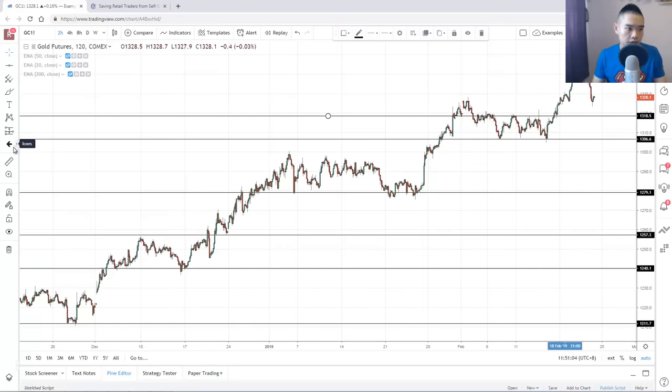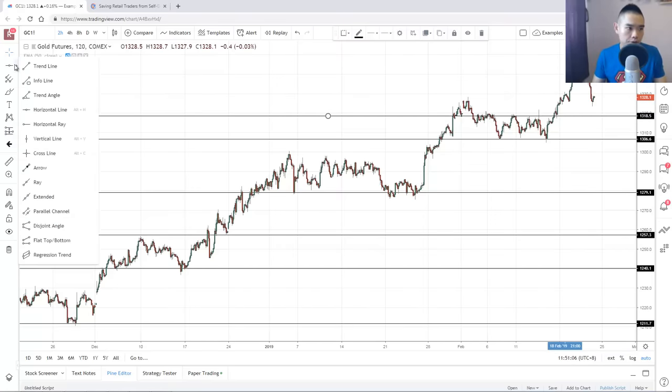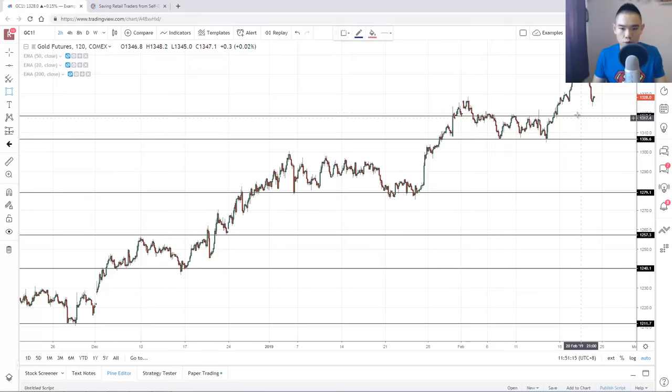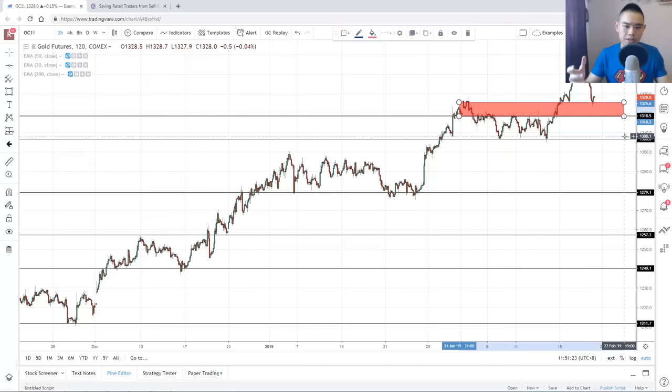So let me see if I can get a tool to draw an area. Where is the rectangular tool? Okay, something like this. So even though there's one line over here, my mind is tuned to see something like this. But the reason why I don't draw this is because if I were to draw boxes, my charts would be filled with way too many boxes and it's too cluttered. So I just prefer to have a single line on my chart.